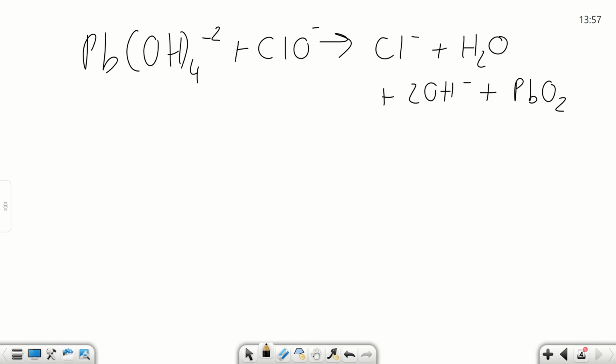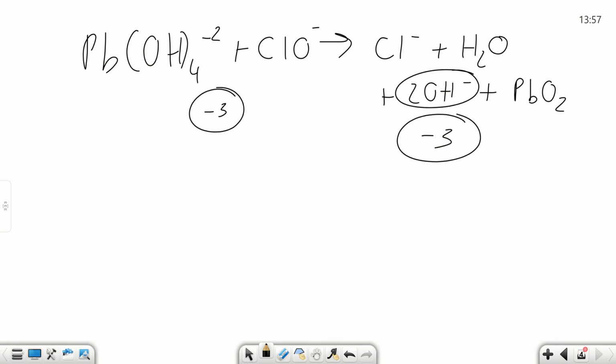Let's double check. 1 Pb, 1 Pb. I have 5 oxygens. 4 plus 1 is 5. 4 hydrogens. 2 plus 2, 4 hydrogens. 1 Cl, 1 Cl. Let's look at the charge. I'm minus 3 on this side. I am minus 1, minus 2, minus 3. I have 2 of these right here. Minus 3 on this side. We have done it. So that is the whole process.